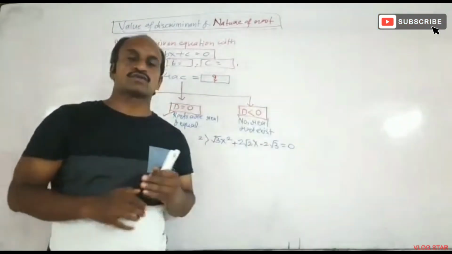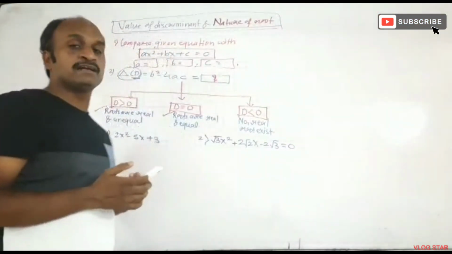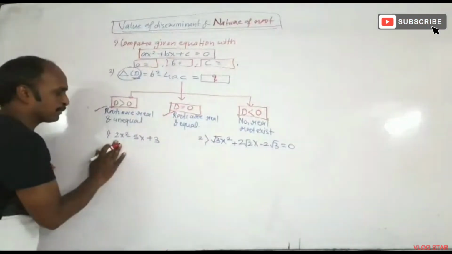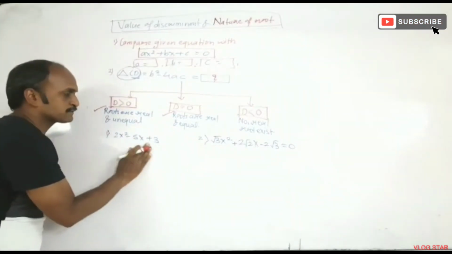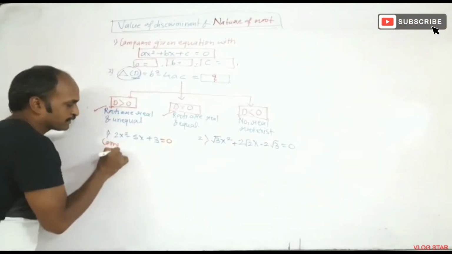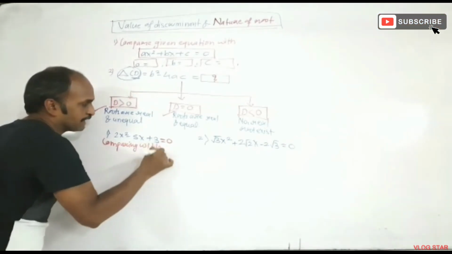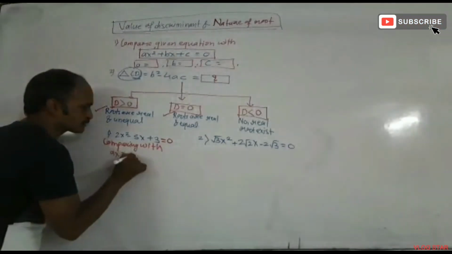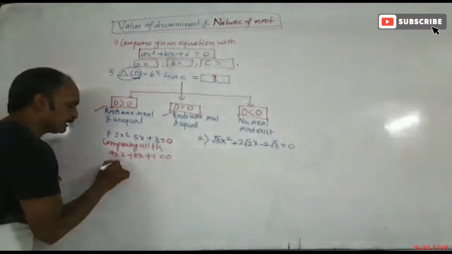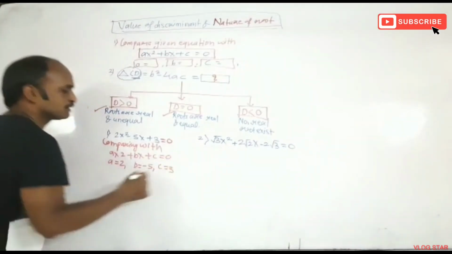So what we will do now, we will solve two examples based upon this and decide the nature of roots. First example is 2x square minus 5x plus 3 is equal to 0. As we know, the first step is comparing with our standard form, ax square plus bx plus c is equal to 0. We will get a is equal to 2, b is equal to minus 5, c is equal to 3.